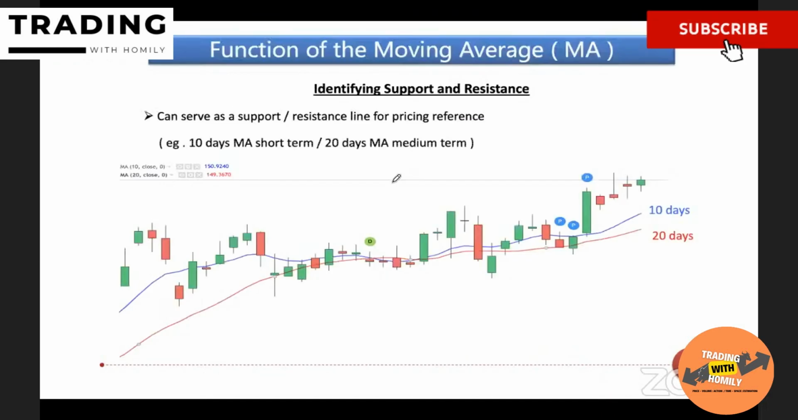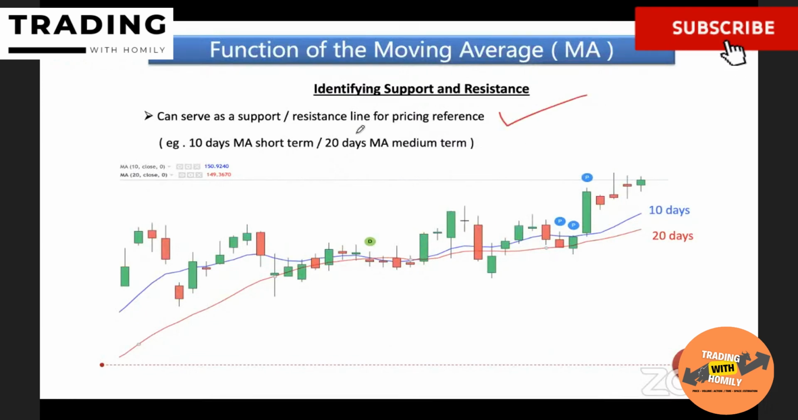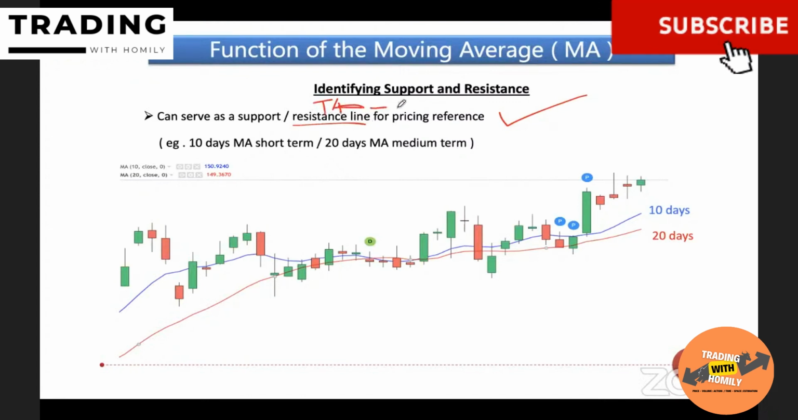Moving average, the MA, identifying support and resistance. It can serve as a support and resistance line for pricing reference. By pricing reference, I mean that the resistance line is an area for you to either take profit, or, what? You need to do a reassessment.